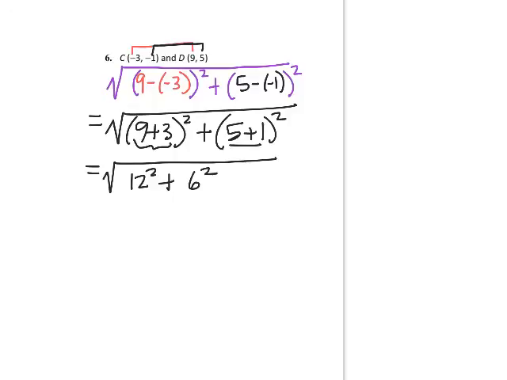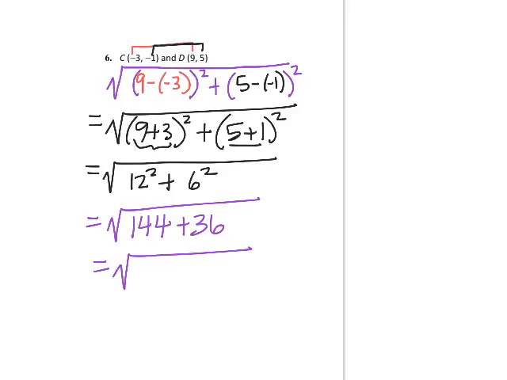So my next step is to go ahead and square both of those numbers. I get 144 and I get 36. All right, add those together and I get 180. So I need to take the square root of 180. And that ends up being 13.4.